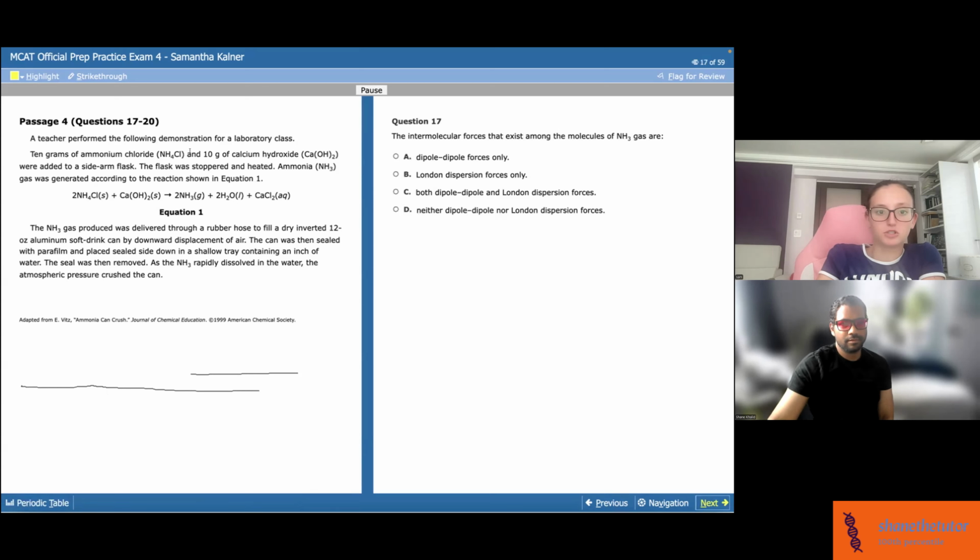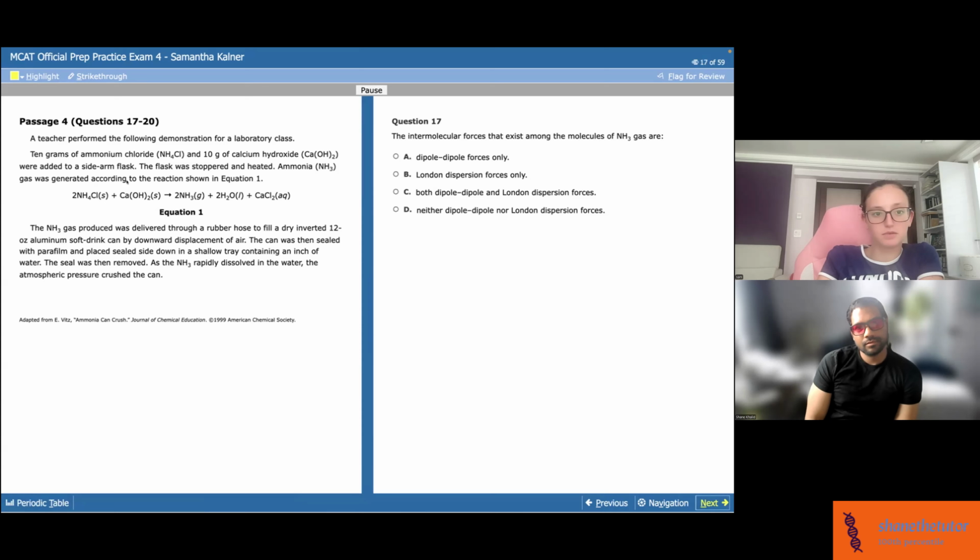Teacher performed the following demonstration for a lab class. 10 grams of ammonium chloride and 10 grams of calcium hydroxide were added to a sidearm flask. What is a sidearm flask?